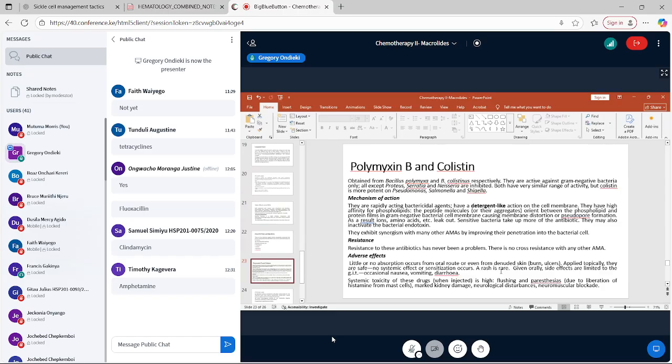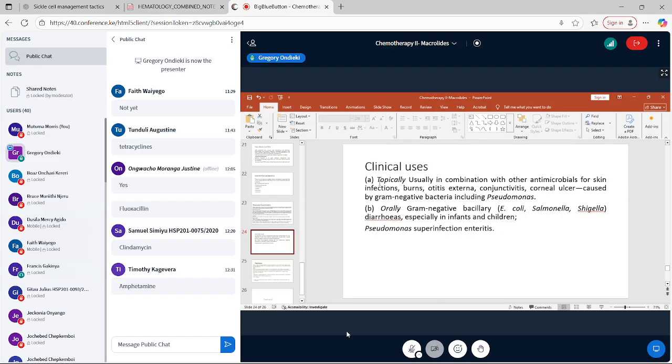If given orally, side effects are limited to the GIT because you don't expect them to be absorbed. The side effect will be that they kill normal flora and then you expect diarrhea, or the patient may develop nausea. If injected, which doesn't happen, there will be flushing, because they also release histamine. Because of their nature, the bigger the drug, the easier it is to clog the kidney nephrons, so you expect these drugs to cause serious kidney damage if injected systemically.